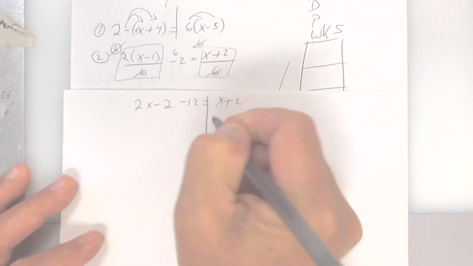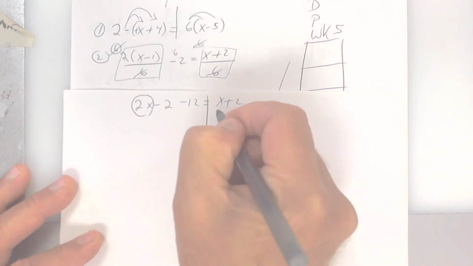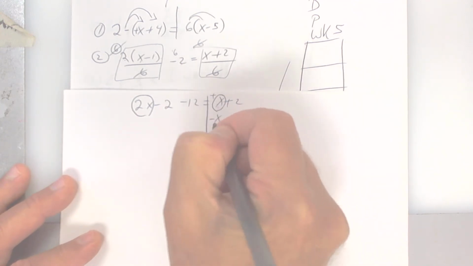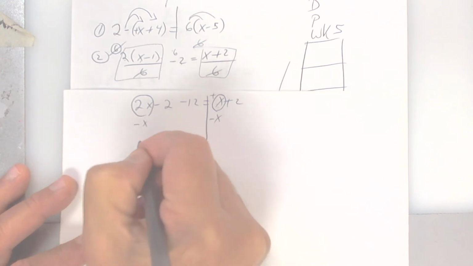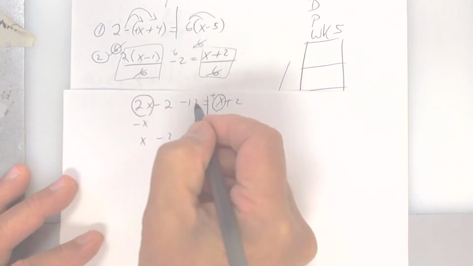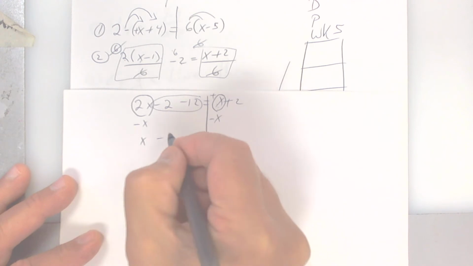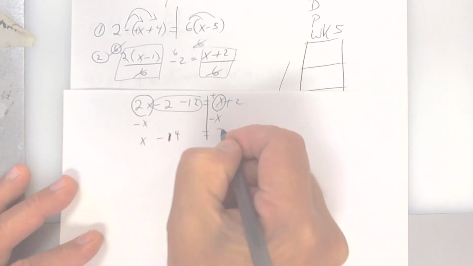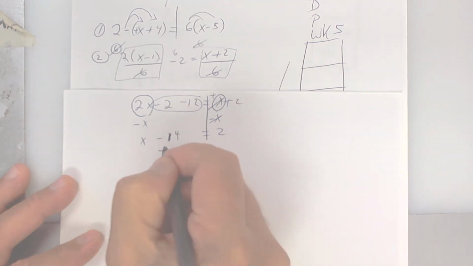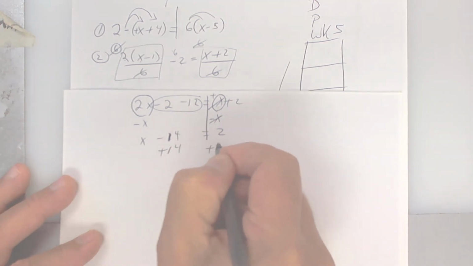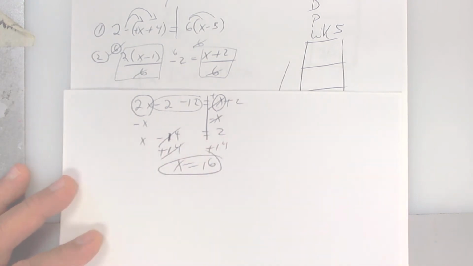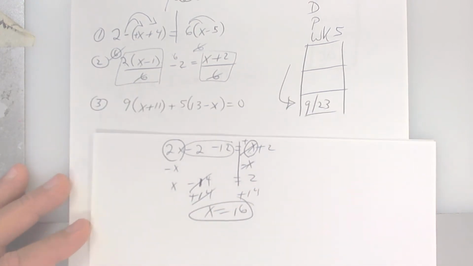Draw your line. You have x's here and x's there. This one's smaller, so I would subtract 1x and get x minus 2. Actually, you're going to combine these and get a negative 14. So x minus 14 equals positive 2. And now you want to add 14 to both sides. When you do, you get x equals 16. And there it is. And that's how you do that.